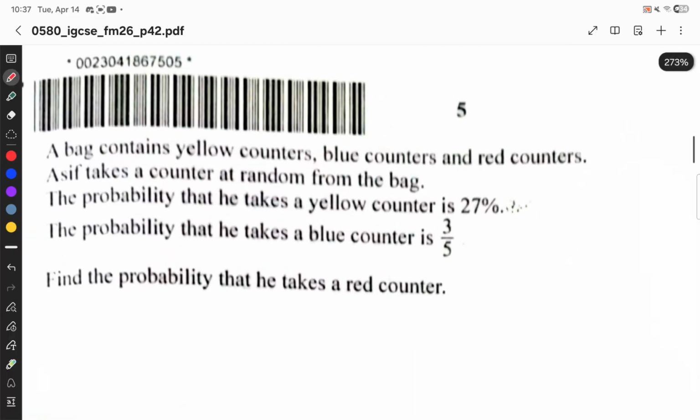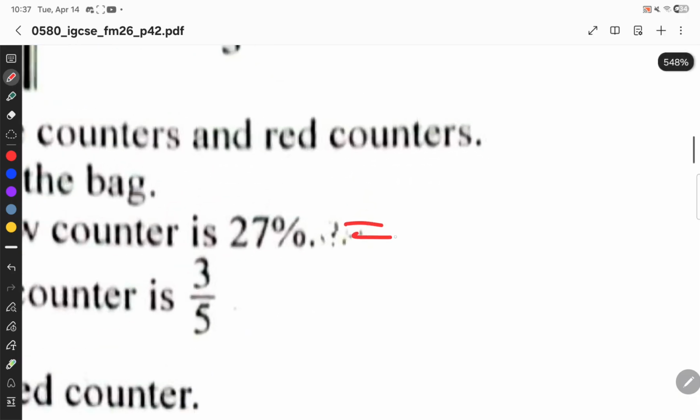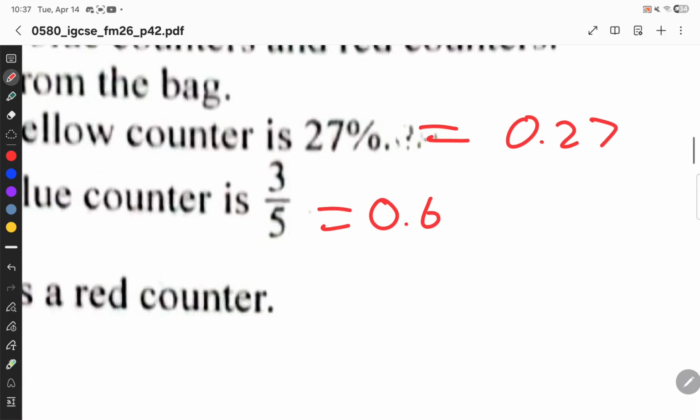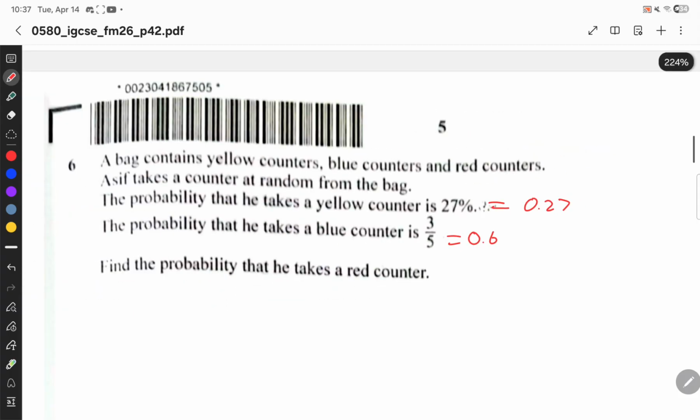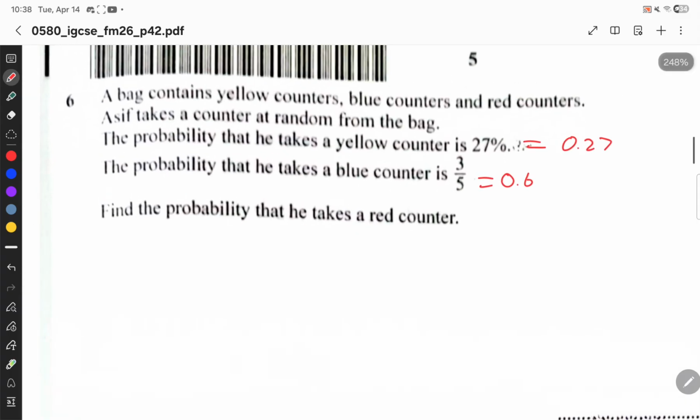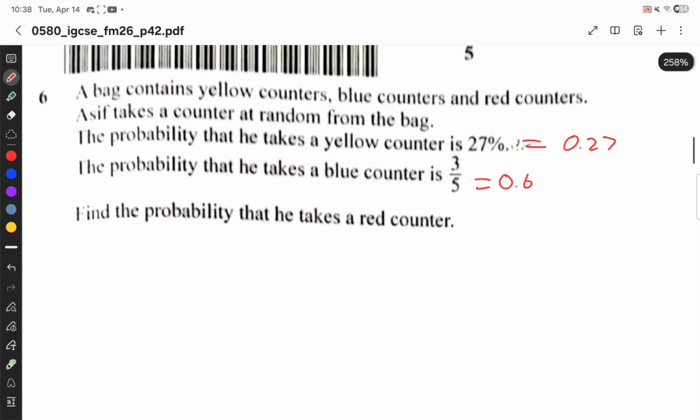Because it's speed, it could ask you to be accurate also. Counters. He takes a yellow counter. What is this? This is 0.27. What is this? This is 0.6. Find the probability that he takes a red counter. So we know the yellow, we know the blue, we need to know the red.